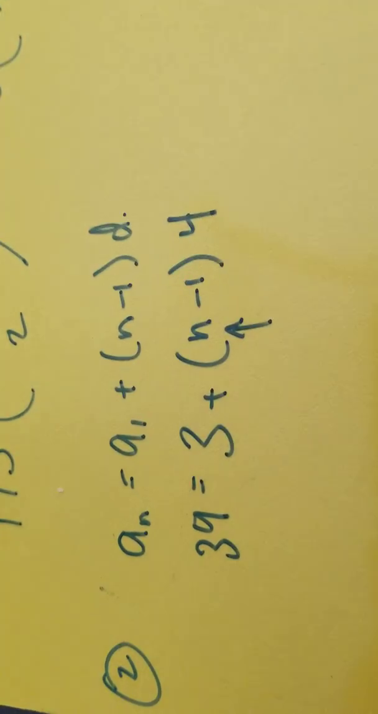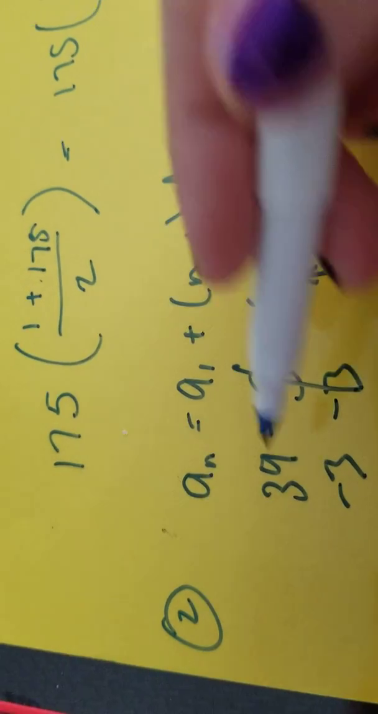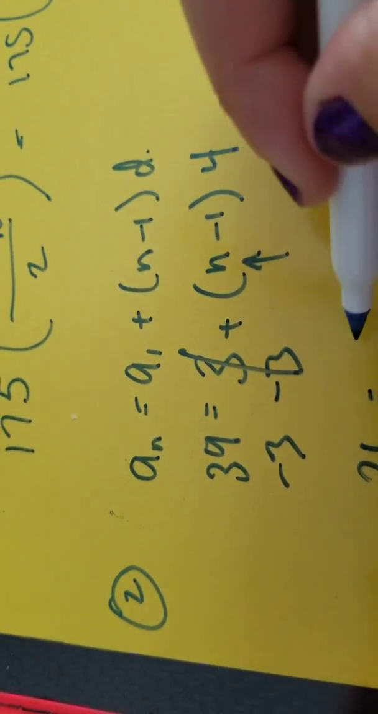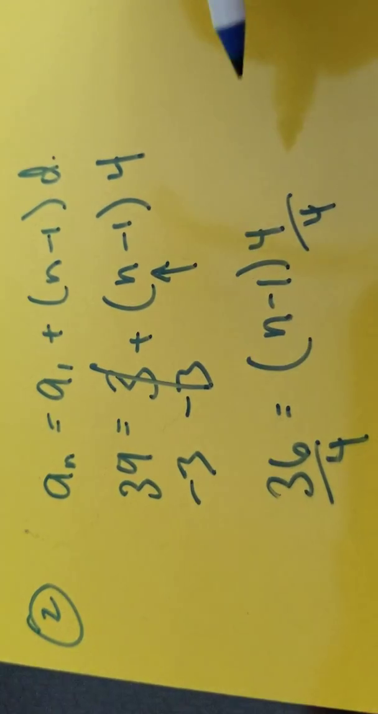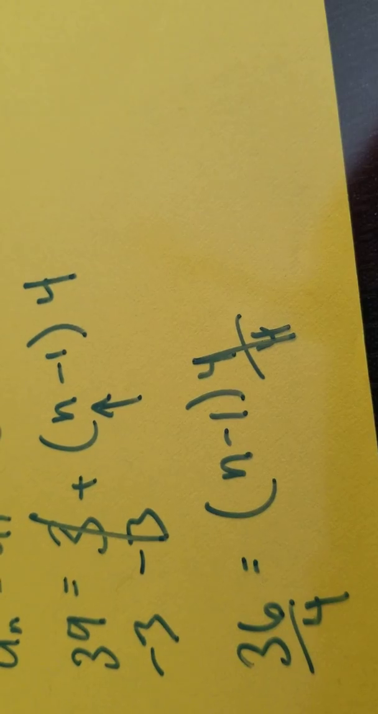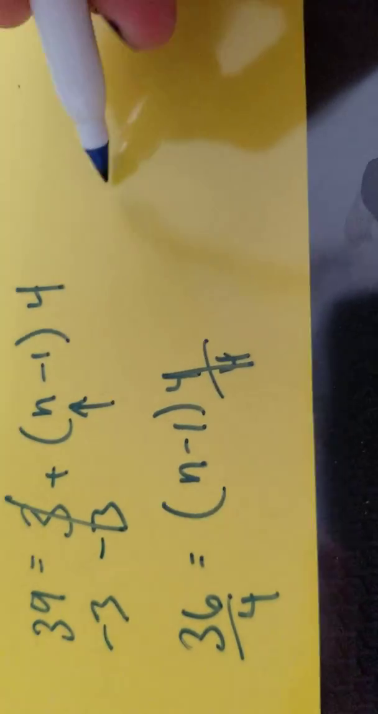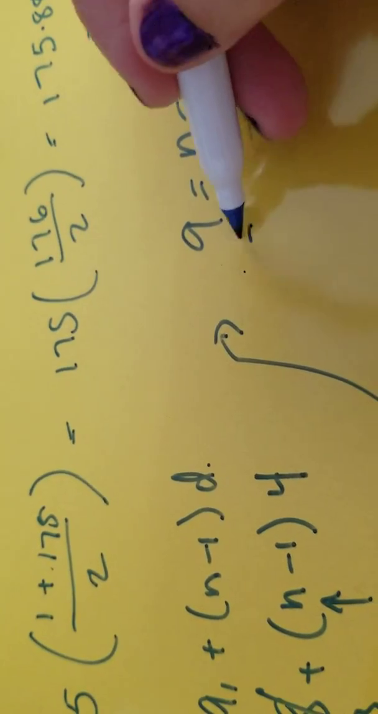Actually, you don't have to do that, there's a faster way. I'm adding 3, so I'm going to subtract 3. And this cancels. 39 minus 3 is 36, and minus 1 times 4. I'm multiplying by 4, so I'm going to divide by 4. So this cancels. So we have 9 equals n minus 1. I'm subtracting, so I'm going to add. So therefore, n equals 10.